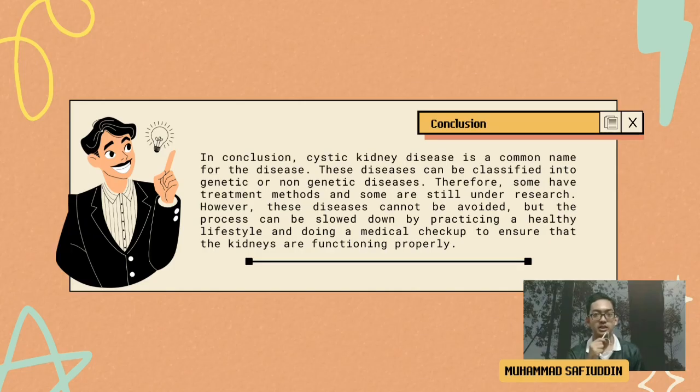To conclude our research, cystic kidney disease is a common name for the disease because specifically there are other names such as polycystic, nephronophthisis, simple cystic kidney, and multicystic dysplastic kidney. These diseases can be classified into genetic or non-genetic disease. Therefore, some have treatment methods and some are still under research. However, this disease cannot be avoided, but the process can be slowed down by practicing a healthy lifestyle and having medical checkups to ensure that the kidneys are functioning properly.